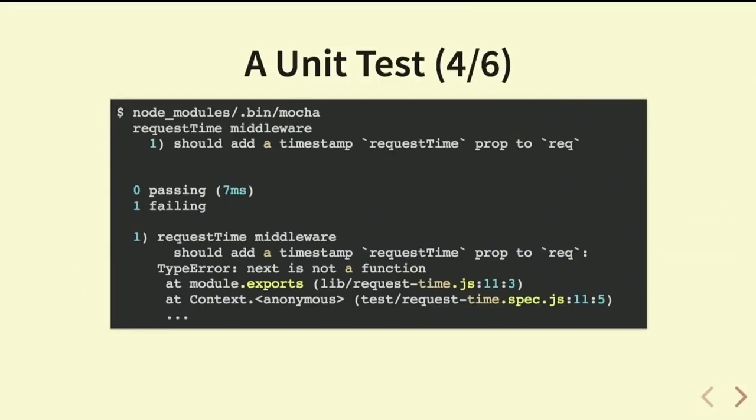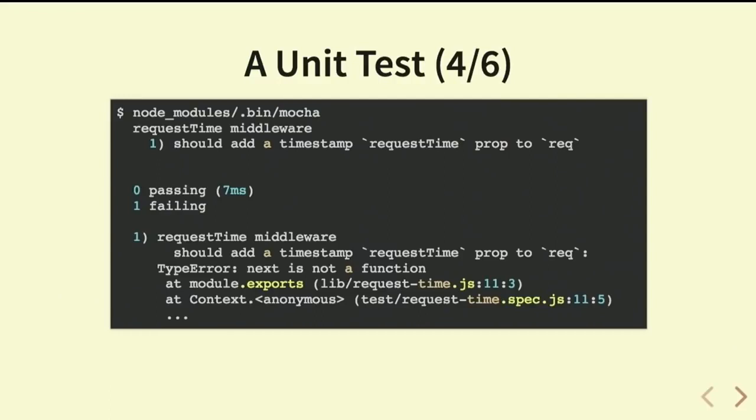So what do we see here? This first line, request time middleware, is the suite. Below that is a test. And I believe that number shows up to cross-reference down here. It's a number if it fails, and a check if it passes. We can see we have no passing tests in 7 milliseconds, and one failing test.